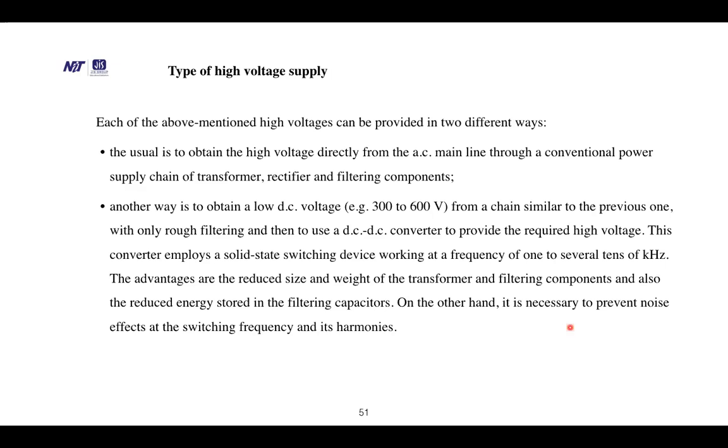Another way is to obtain low DC voltage from 300 to 600 volts from a chain similar to the previous one with only rough filtering, and then use a DC to DC converter to provide the required high voltage. This converter employs a solid state switching device working at a frequency of 1 to several tens of kilohertz. The advantages are the reduced size and weight of transformer and filtering components, and also reduced energy stored in the filtering capacitors. On the other hand, it is necessary to prevent noise effects at the switching frequency and its harmonics.